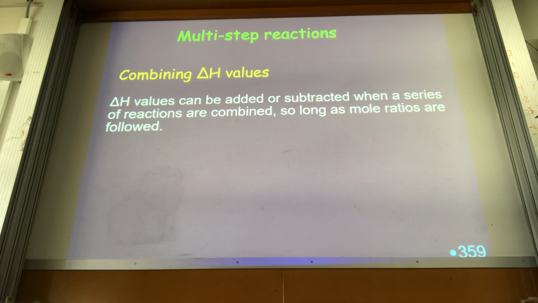Okay, multi-step reactions, combining delta H values, where you've got two reactions that occur in a series that you can combine in terms of energy profile diagrams and work out what the changes in energy are going to be overall. So basically you ignore the activation energy bits and just look at the delta H bits of the energy profile diagrams. Now the key thing you have to do is make sure the mole ratios are consistent between them.